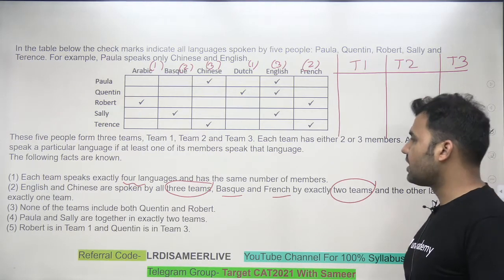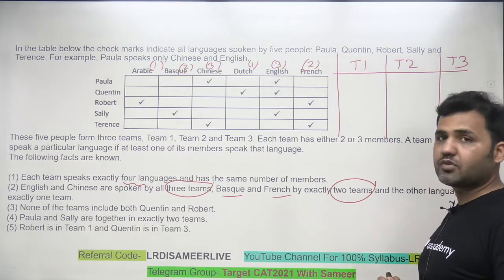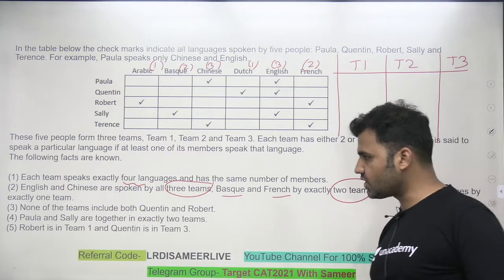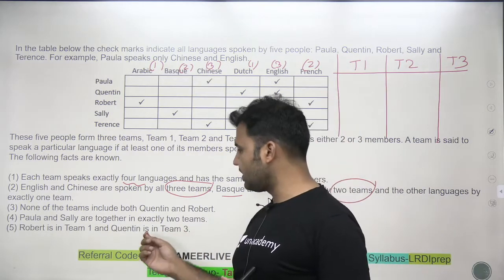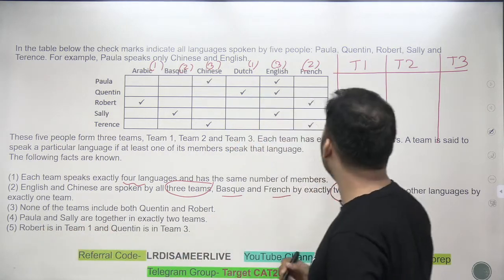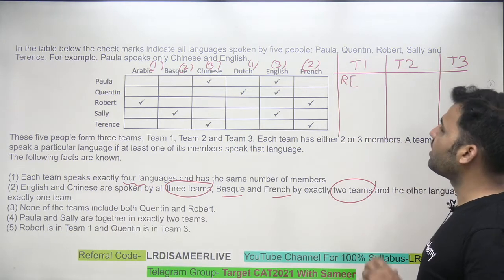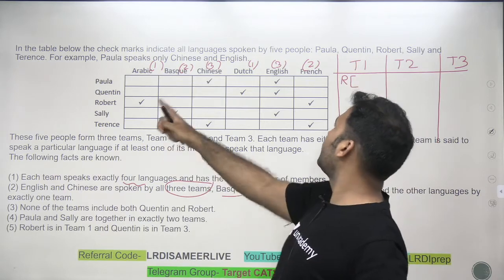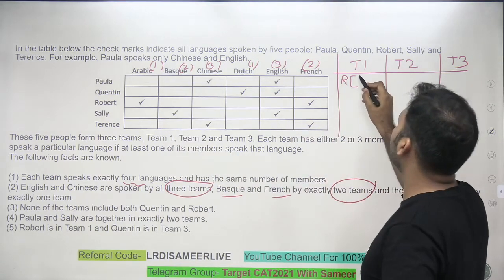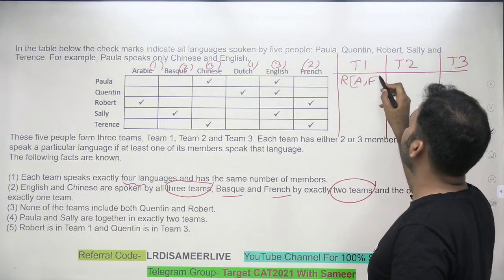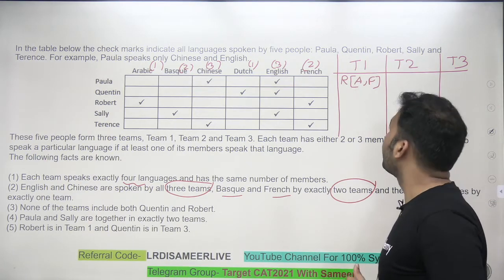Now let's first of all decide the number of members that we have to keep in every team, and some conditions which can straight away be filled in. Let's use it. Robert is in team 1. So this is information that Robert as a person is in team 1, and we know that Robert is speaking Arabic and French. These 2 languages are spoken by Robert.